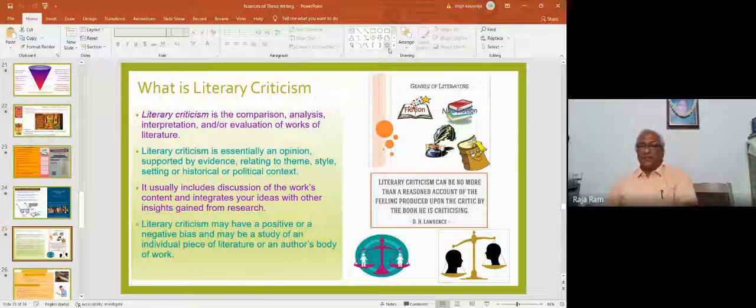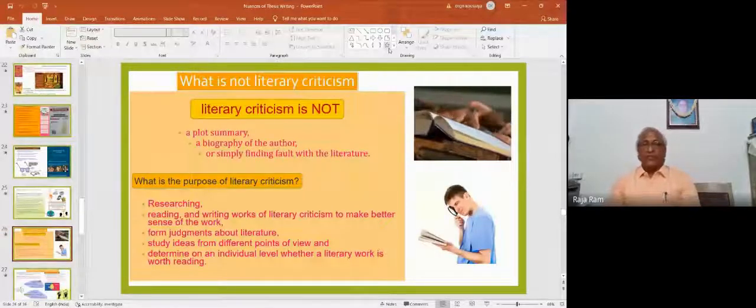Literary criticism, this is the definition we all know. But what is not literary criticism? When we understand what is not literary criticism, it's easy to understand what literary criticism is. Most students nowadays think that literary criticism is just a plot summary, or a biography of an author, or simply finding fault, saying this is bad. Negative criticism is literary criticism.